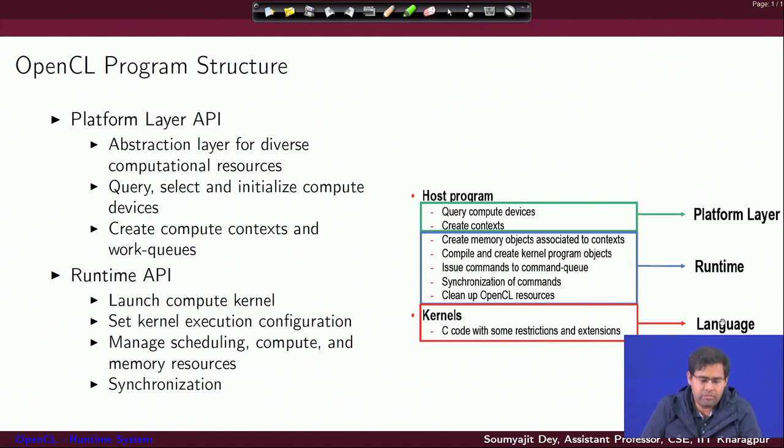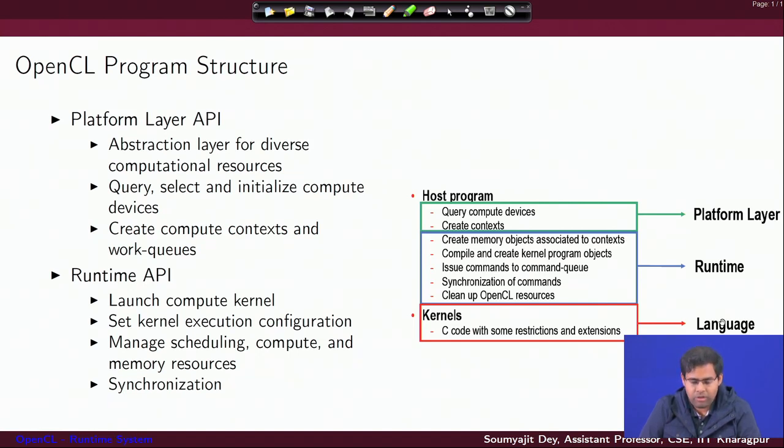In the OpenCL runtime system, you have a platform layer API, which is an abstraction layer for diverse computational resources, and as a programmer you have to use the query functions defined in this platform layer API for querying, selecting and initializing different compute devices. Using this API you can also create contexts and work queues. That is the high level API through which you actually create the different objects and abstractions like contexts, the memory objects, the program objects and all that.